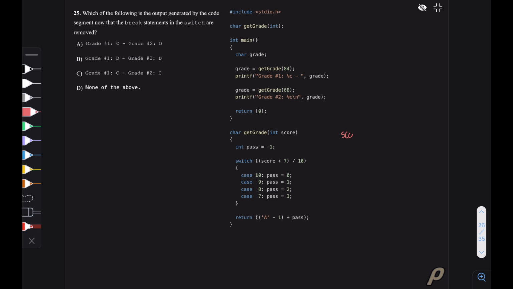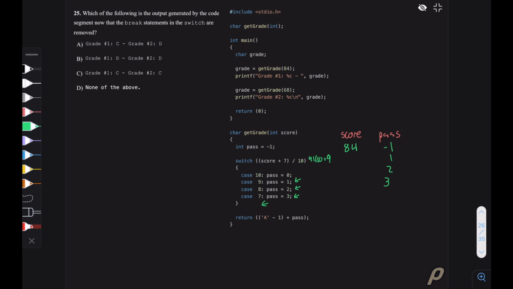That's not called grade. This is called score and pass. So remember, first thing we pass in is an 84. And then pass starts out at -1. So then we do 91 divided by 10. That equals 9 again. So now we go to here. We start at 9. But if you look here, oh no, we have no breaks. So now we go to 1. Then we go to 2. And then finally we go to 3. And then we finally break out because they never use a break statement.